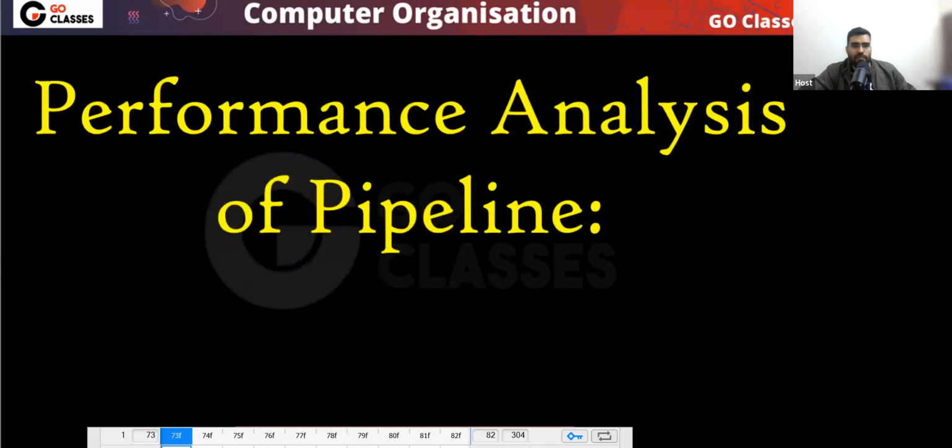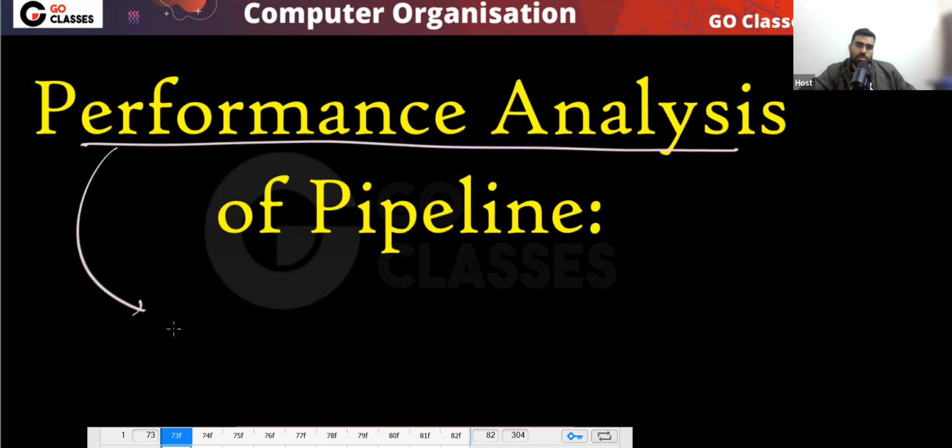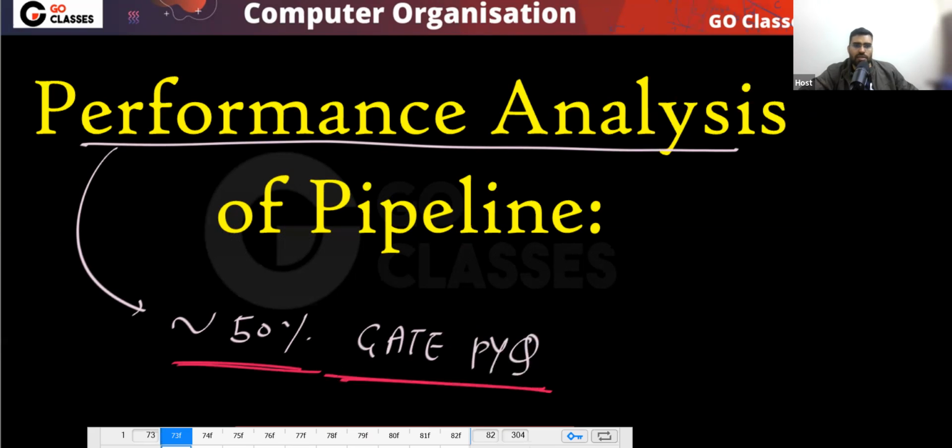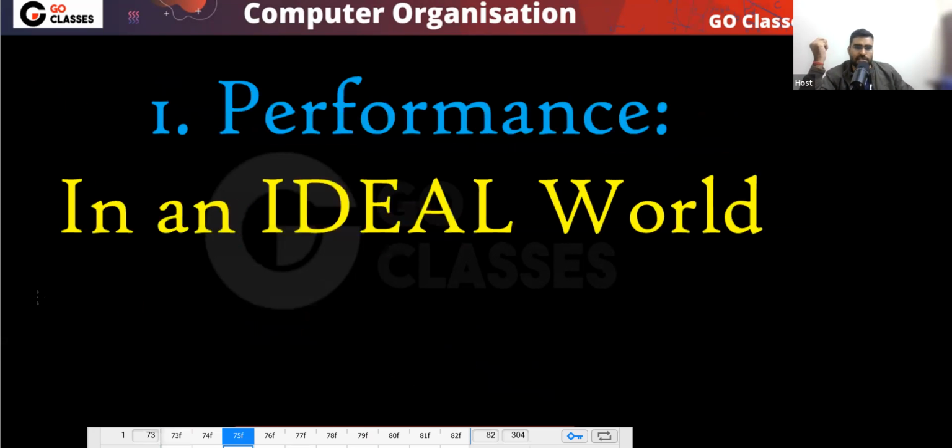Before we see this performance analysis, let me tell you, most of your GATE questions are coming from this performance analysis. I can say almost 50% of GATE questions. Is this clear? Almost 50% GATE PYQs. And this is actually the most easy topic. It is a very easy topic, and almost 50% of GATE PYQs are from this. So let's see what it is in an ideal world.